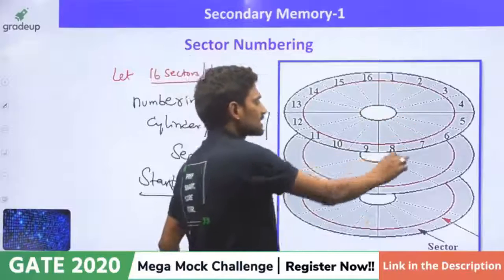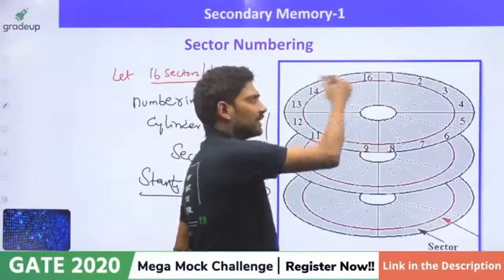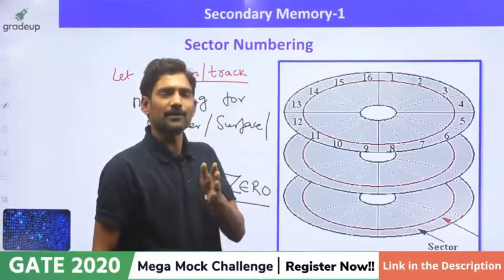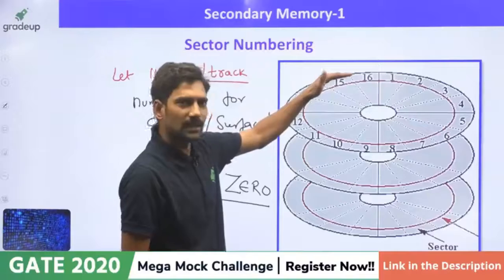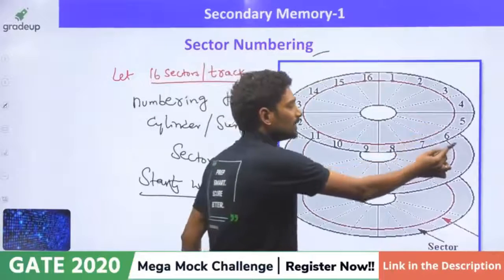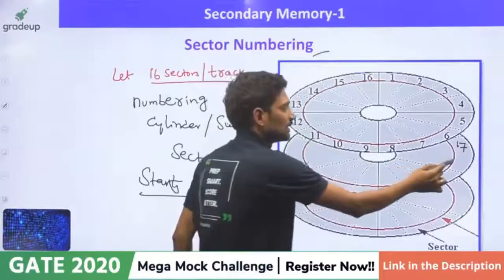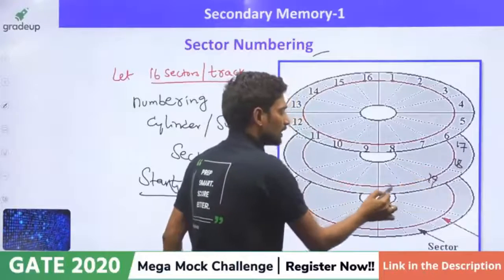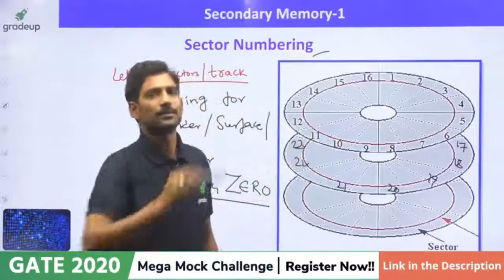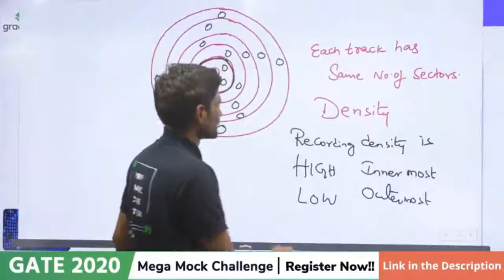So, let's say there are 16 sectors. Once this one track is filled, where will the next 16 sectors be occupied? Will they occupy the same surface? No. They get occupied in the first track of the next surface, like this: 17, 18, 19, 20, 21, 22, 23 and so on. Let me show you one example for this.